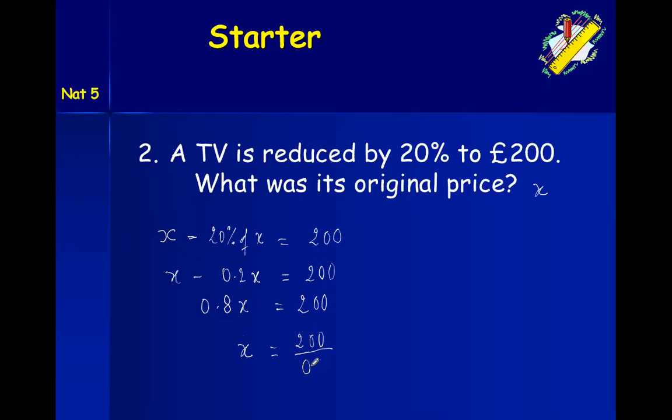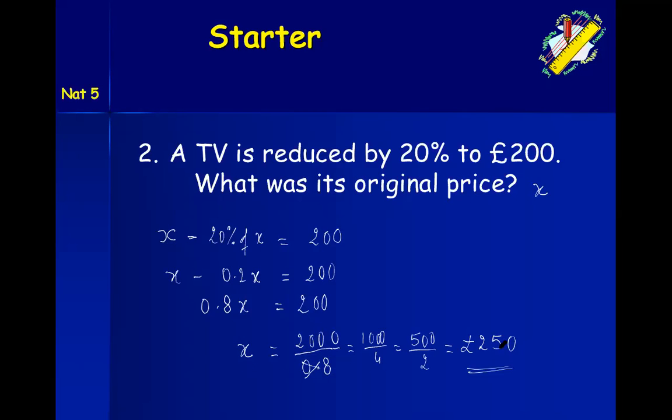divided by 0.8. Or if you don't like decimals, you can times by 10 the bottom and 10 the top. You get 2000 divided by 8, which is 1000 divided by 4, which is 500 divided by 2. And what's 500 divided by 2? £250. So that was my original price.